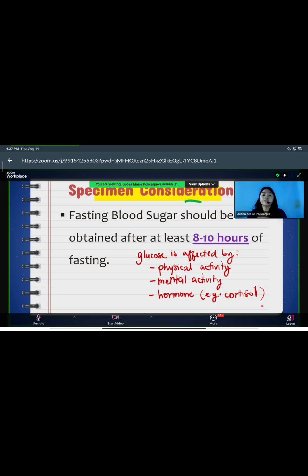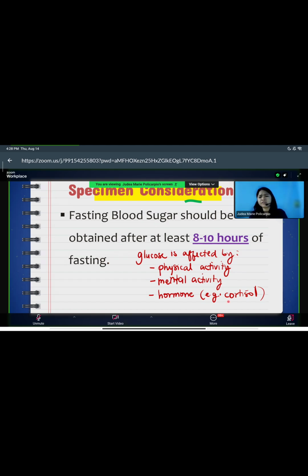Okay? So bottom line, yan pala yung mga reason kung bakit mas maganda yung overnight fasting. 8 to 10 hours of overnight na fasting. Okay, kasi mas maganda kung umaga magko-collect ng glucose after overnight fasting kasi glucose is affected by a lot of things. They're affected by physical activities, mental activities, and even with the activity of the hormones in your body, pwedeng makaapekto sa glucose. Okay? So therefore, kailangan daw at least 8 to 10 hours of overnight na fasting.